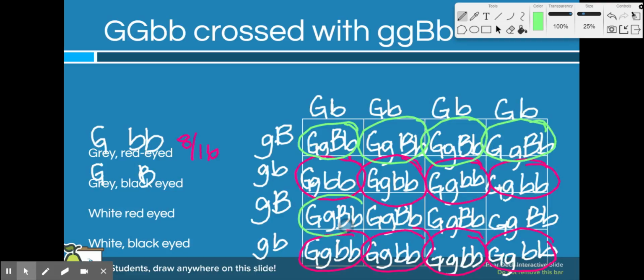Same thing for the third row, one capital G and one capital B in each one of those boxes. So now I'm going to write down that that is also 8 out of 16 or 50%.